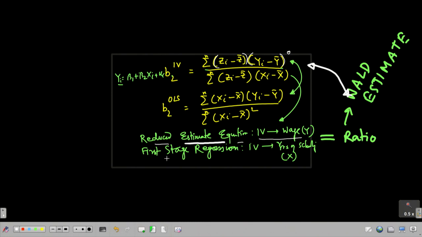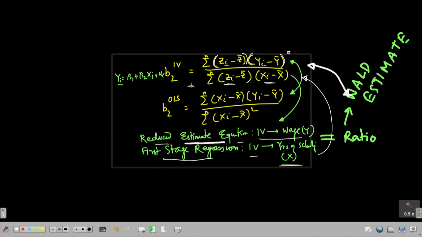Whereas in the first stage regression, you are trying to see the impact of your IV on the true treatment, that is, years of schooling. Here also, in the denominator, what you see is the strength of the relationship between z and x. So it makes sense when we compare beta 2 OLS and beta 2 IV: since I need to see the strength of the relationship between z and x as well as between z and y, I have this mathematical expression for beta 2 IV.